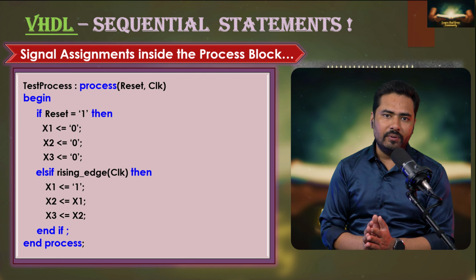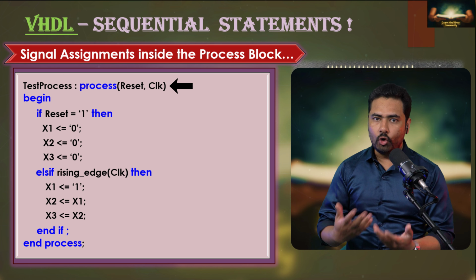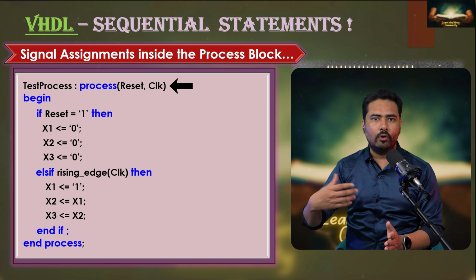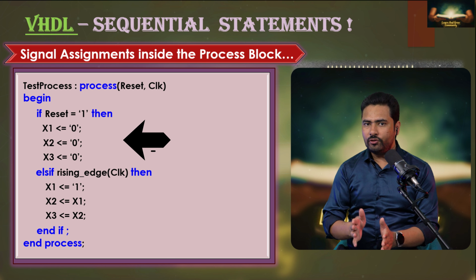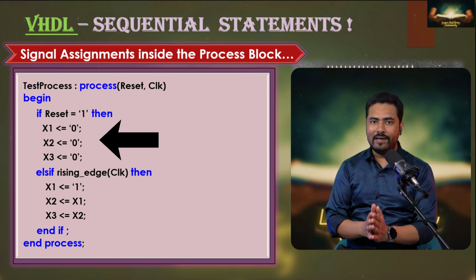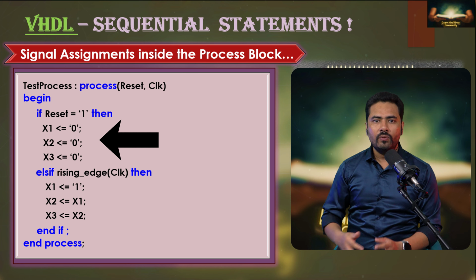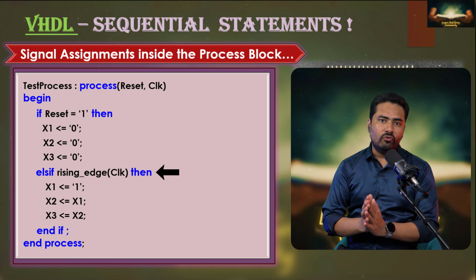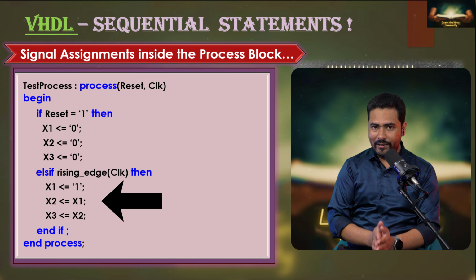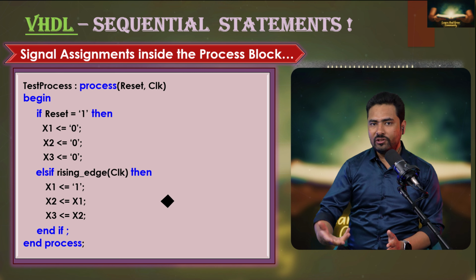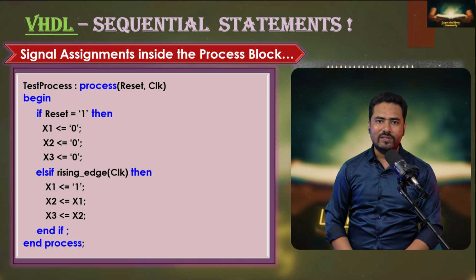Here is another example. So I will read the VHDL code first. Test: process (reset, clock) begin if reset equals 1, then x1 gets the value of 0, x2 gets the value of 0, x3 gets the value of 0. Else if at rising edge of clock, then x1 gets the value of 1, x2 gets the value of x1, and x3 gets the value of x2, end process.